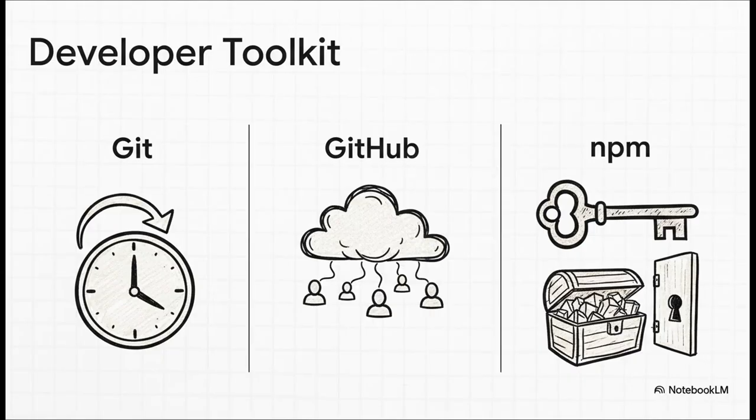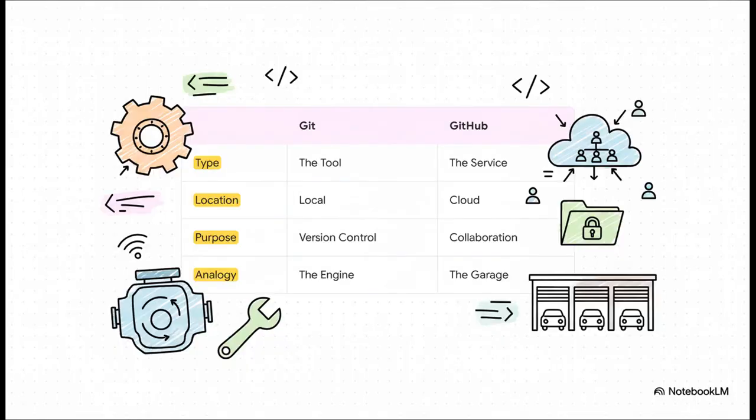In here, we've got 3 essential tools. First, there's Git. Think of it as your personal time machine for your code. It lets you save snapshots of your progress and rewind if you make a mistake. Then you have GitHub, which is the cloud platform where you store all that code to share and collaborate with others. And finally, there's NPM, which is your key to a massive open-source library of code that other people have already written. Now, this is a really important distinction because it trips a lot of people up at first. Git is the tool itself, the software that runs on your computer.